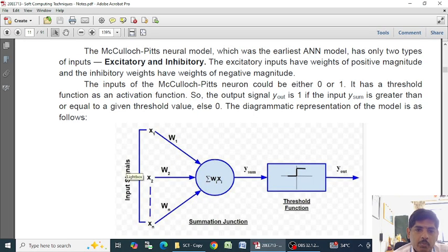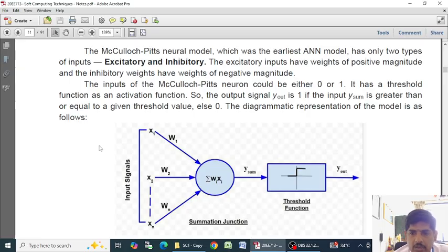These two types of inputs are given to the neuron. The input of the McCulloch-Pitts neuron model is either 0 or 1. If the output neuron does not fire, the value is 0. If the neuron fires, the value is 1. How do we decide whether the neuron fires or not? Based on the threshold function of an activation function: the output signal Y out is 1 if the sum of inputs is greater than or equal to the threshold value, otherwise it is 0.